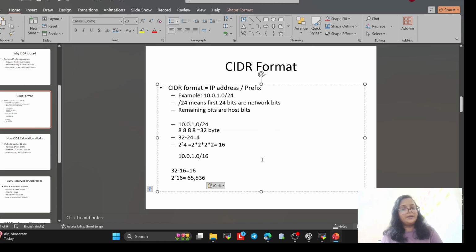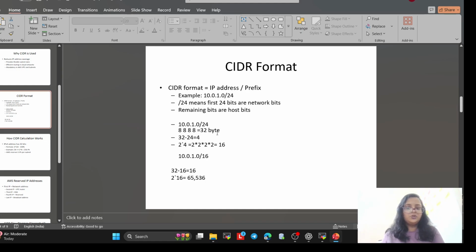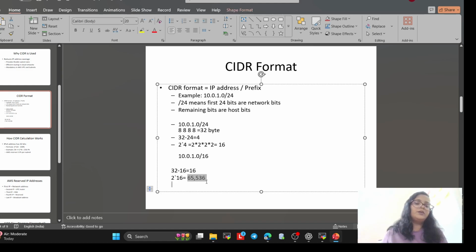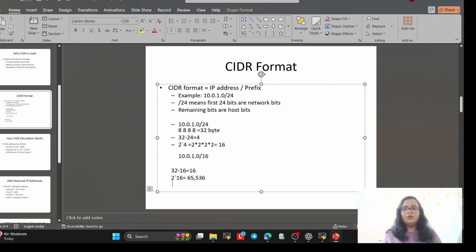I hope you understand the calculation. You just have to subtract the number here from 32. Whatever number you get, you take 2 to the power of that number, multiply it out, and whatever number comes, that many IP addresses you can use for your services. I hope you understand. Now let's move to the next page.